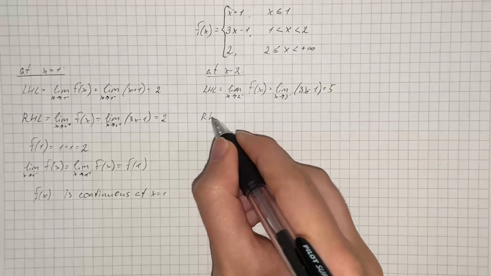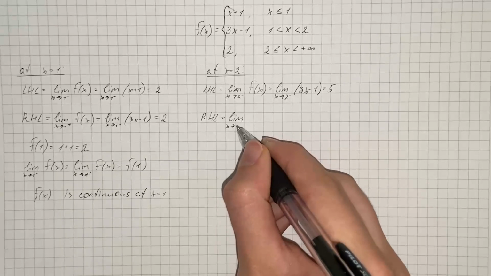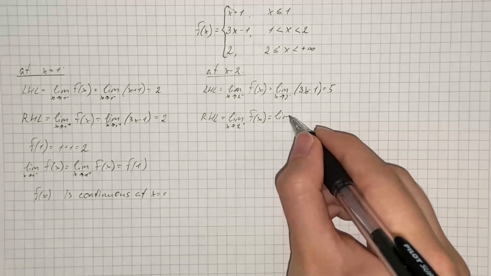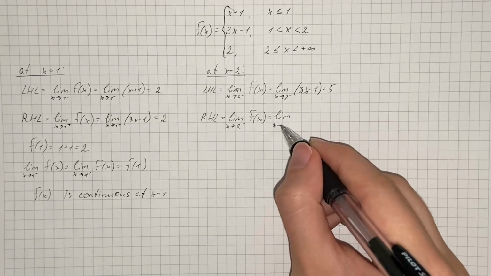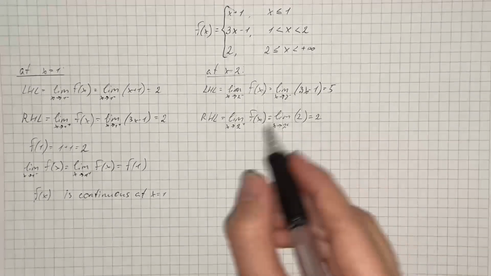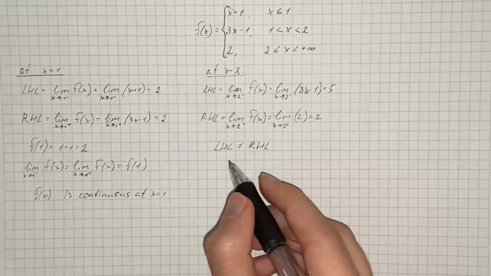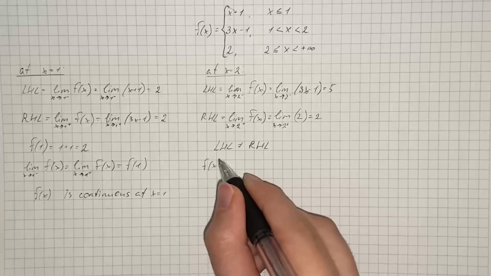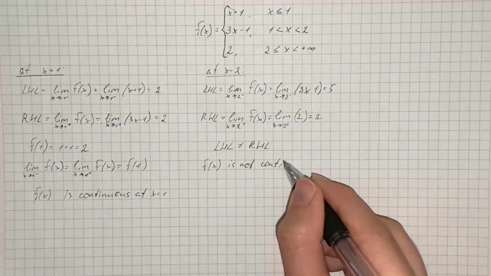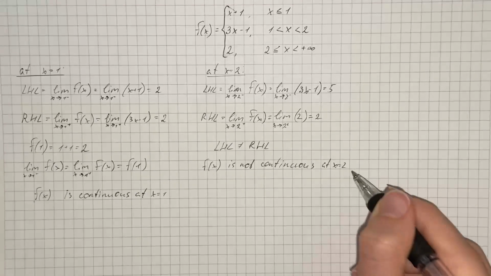Now we're going to find the right-hand limit. That's going to be the limit as x approaches 2 plus of f of x. And at this point, our function equals just 2. So it's going to be 2. And since the left-hand limit does not equal the right-hand limit, therefore f of x is not continuous at the given point, at point x equals 2.